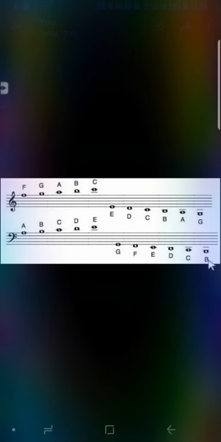Very simple. So one could ask questions like, what is the letter name for the second ledger line below the bass stave, for example? Let's see. Below the bass stave, we are going below now. The second ledger line. 1, 2. This is it right here. And the answer is C, the second ledger line, because the first ledger line below the bass stave is E. And that is it there.